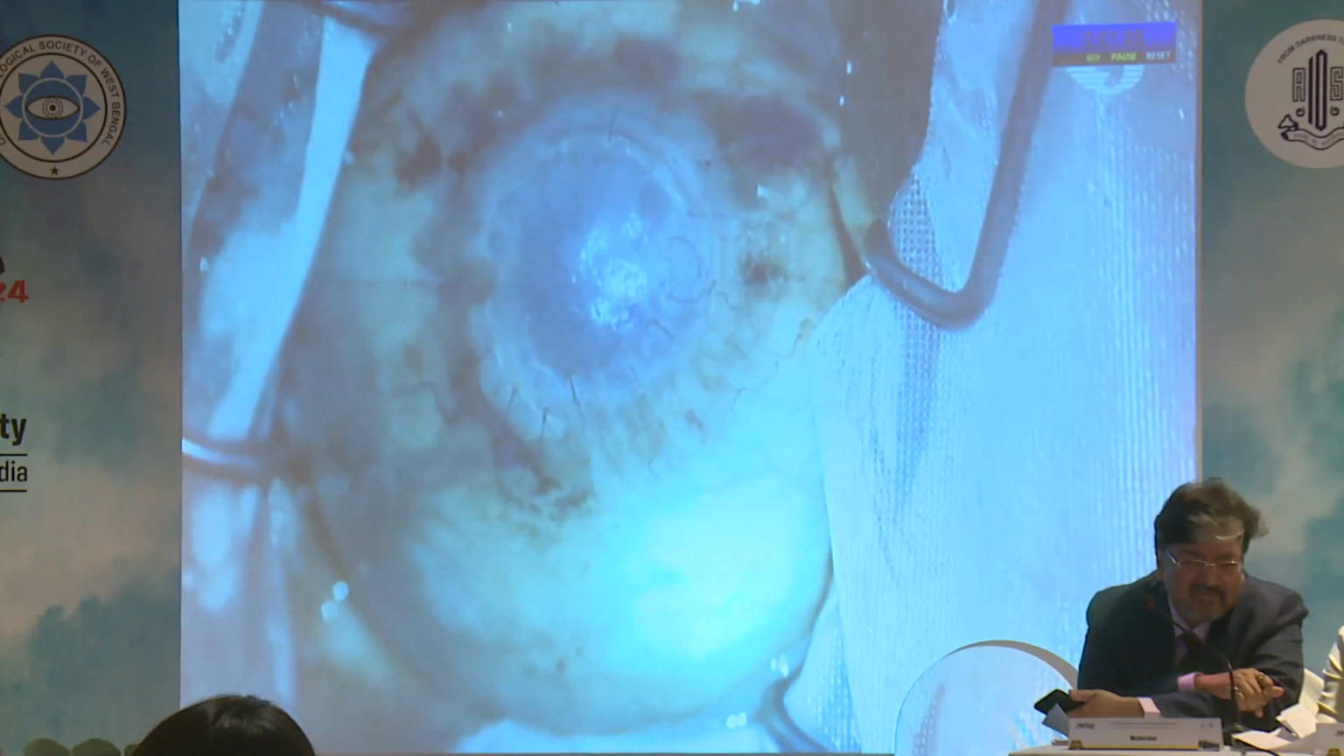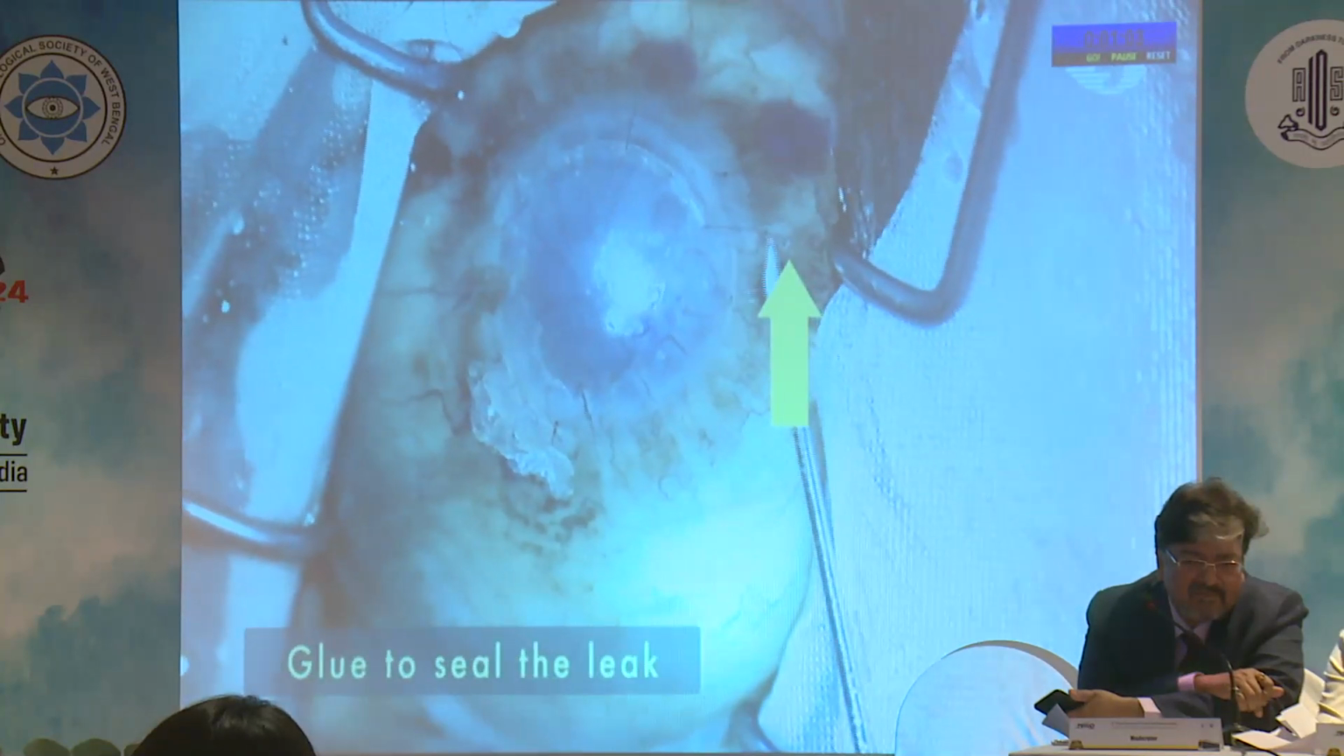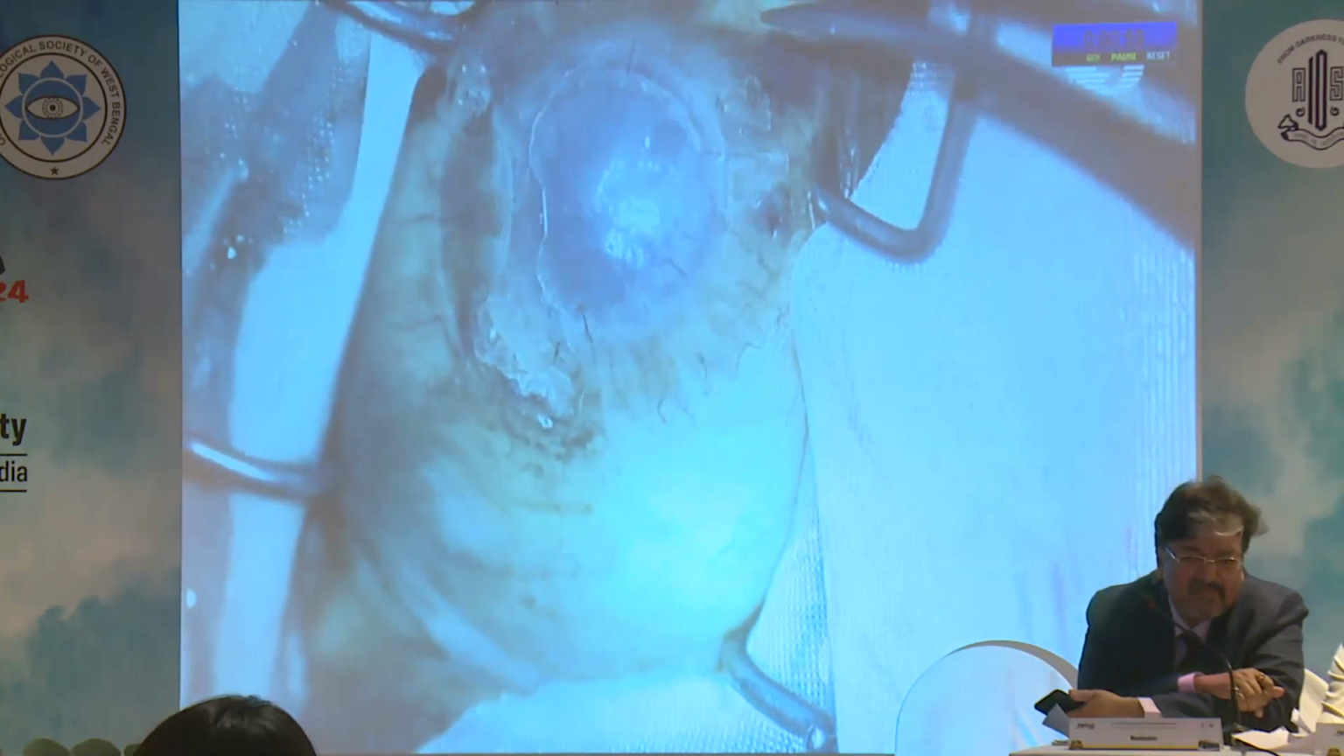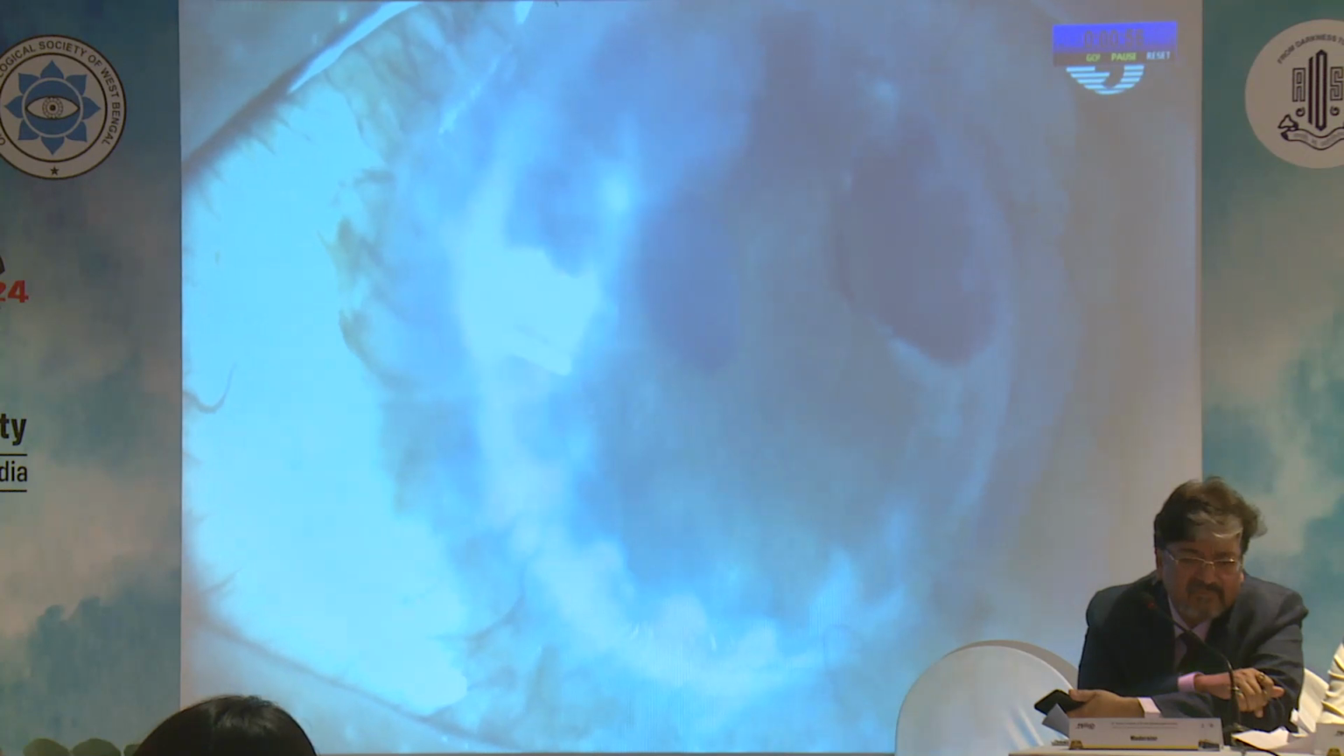In this case, we use a small amount of cyanoacrylate glue to seal the leak and then place a BCL. The post-op image shows a clear graft that is doing quite well.